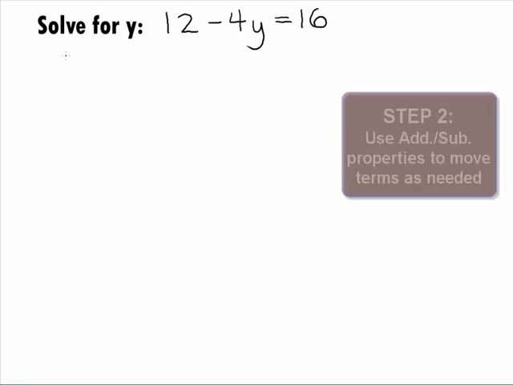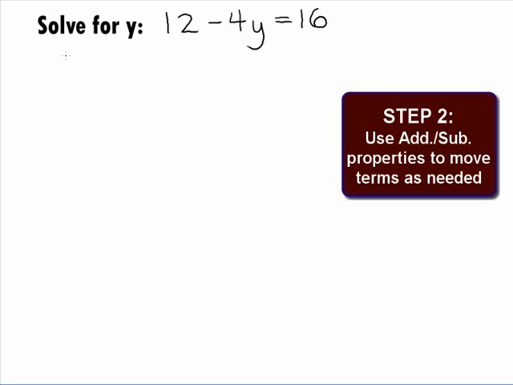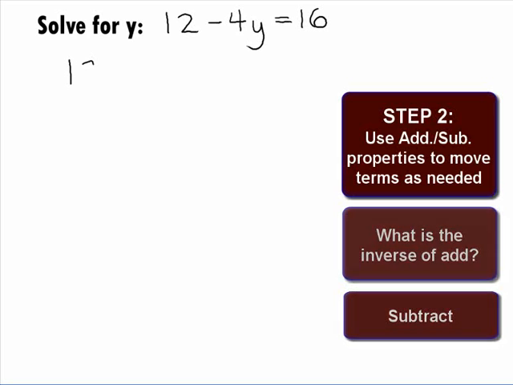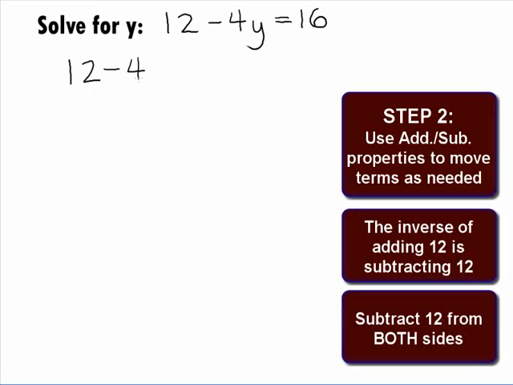In step 2, we want to use the addition and subtraction properties of equality to move the variable term on one side and all the other terms to the other side. Let's move that constant term 12 to the other side. What is the inverse of add? Subtract. So we need to subtract 12 from both sides.